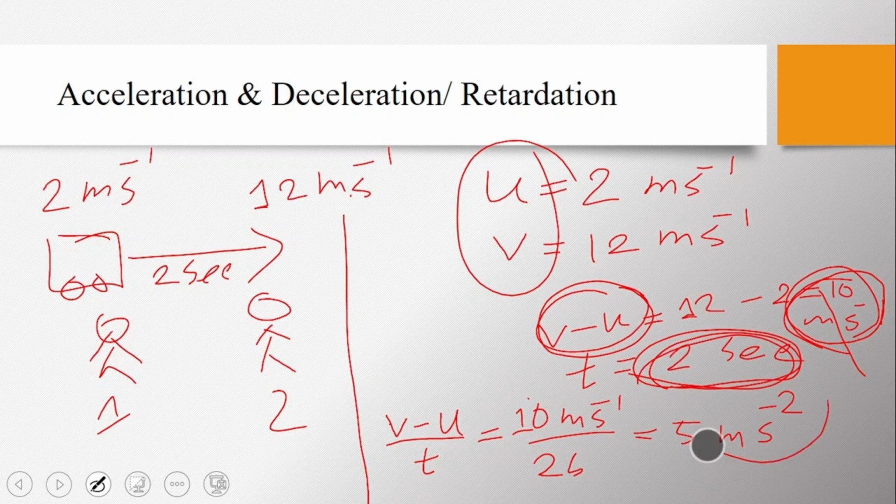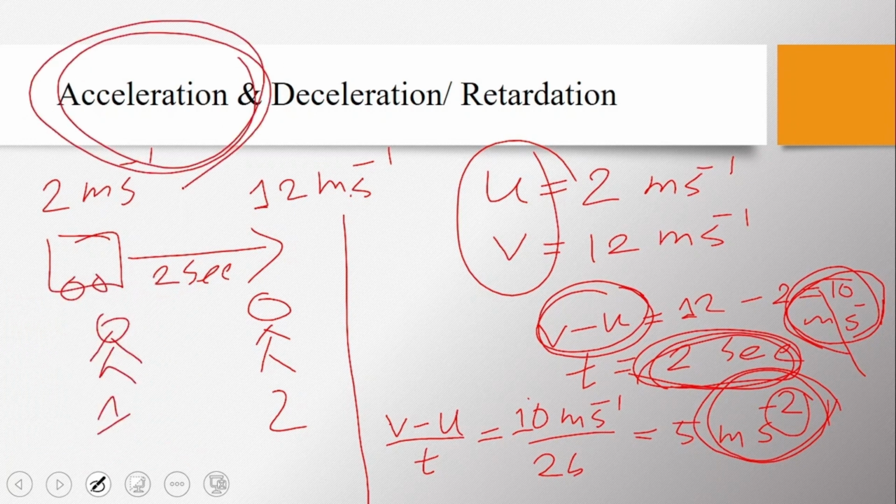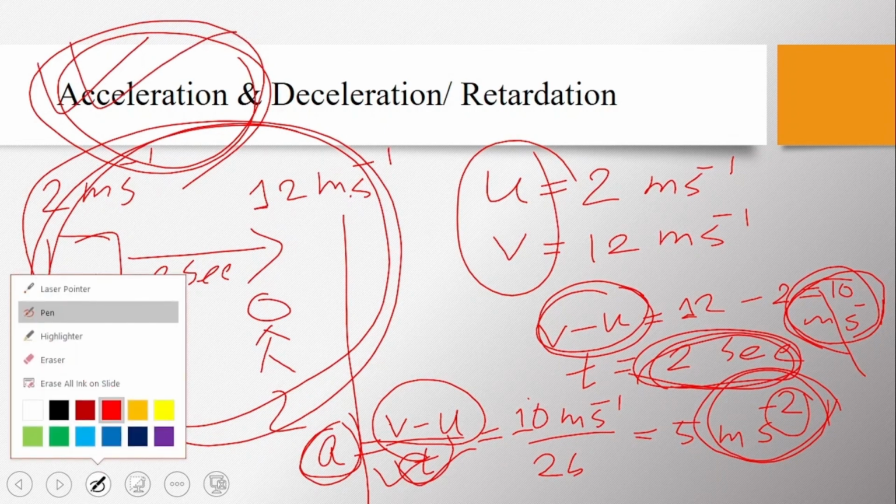Yes, I will explain that later. Why second square? Actually, it is the unit. We have already completed the first one, acceleration. That means this is called acceleration A. So A is the rate of change of velocity with respect to time, right? With the same example, throughout the example, we have understood what the acceleration is.